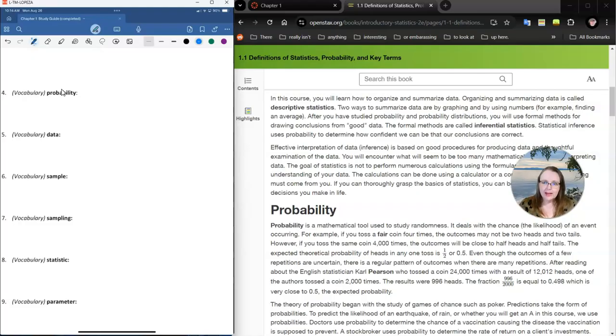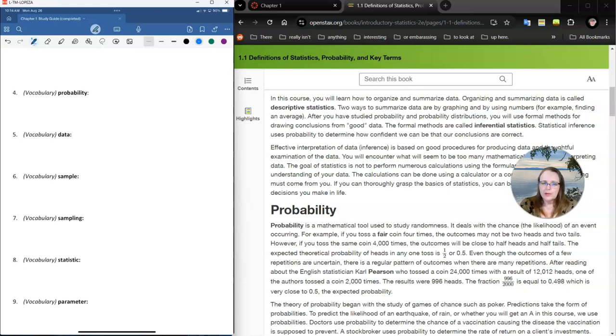At the end of the day, I don't know how you study best. You know how you study best. And if you don't know how you study best, set up a meeting with me and I will help you figure that out so that we can be as successful as possible. But use these study guides in ways that make sense for you. So, definition of probability here. There's a whole section on probability.